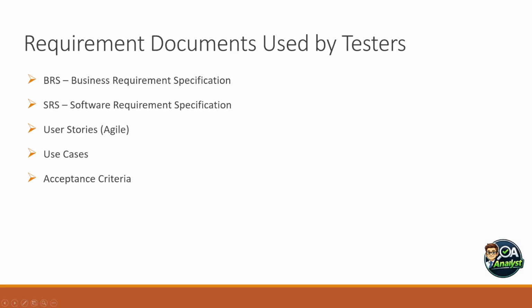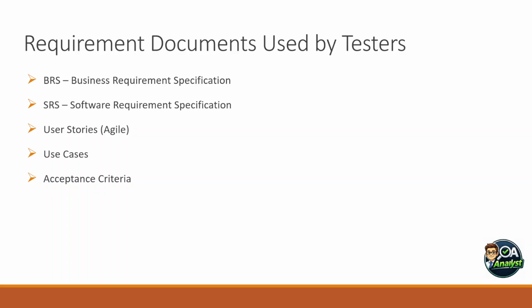So in real projects, testers do not get requirements from just one source. Requirements can come in different formats, such as business requirement specification or business requirement documents, BRS or BRD documents, software requirement specification, that is SRS, and user stories, especially in agile projects, where we get user stories instead of BRS or SRS. Each document gives a different level of detail. Testers must analyze all of them very carefully.